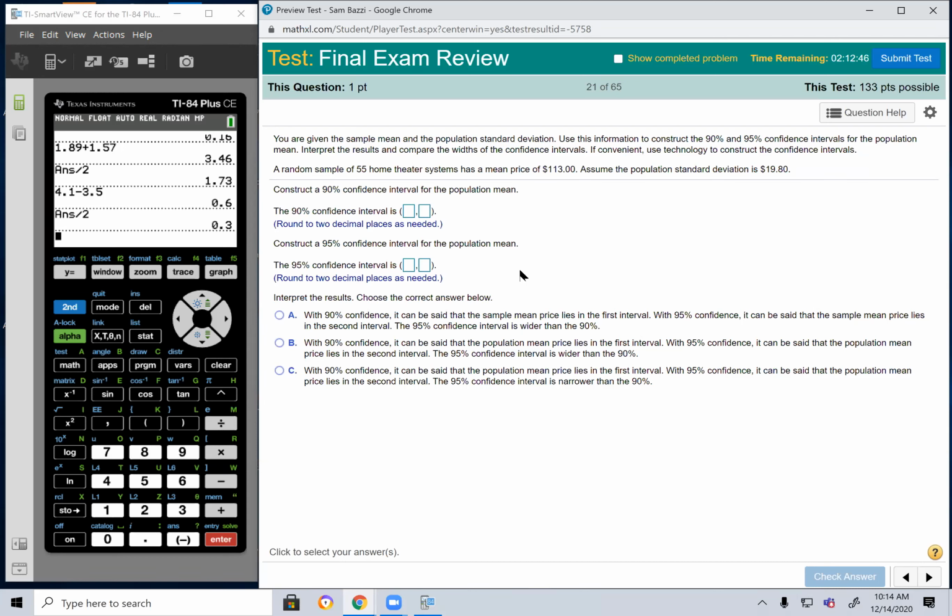You are given the sample mean and the population standard deviation. Use this information to construct 90% and 95% confidence intervals for the population mean. A random sample of 55 home theater systems has a mean price of 113. Assume the population standard deviation sigma is 19.8. So guys, here's the deal: from now on, if he gives me sigma, it's a Z distribution. If he doesn't give you sigma, it's a T distribution. And here he did give me sigma, so we're going to go to a Z interval.